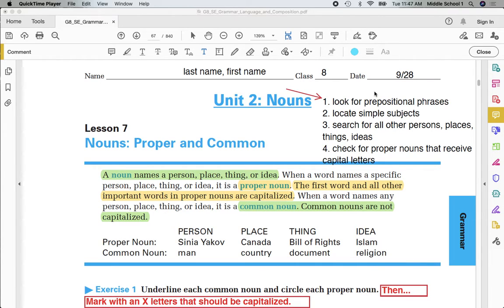Once again, watching this video, following the directions is going to lead to success. Okay, let's get after it.